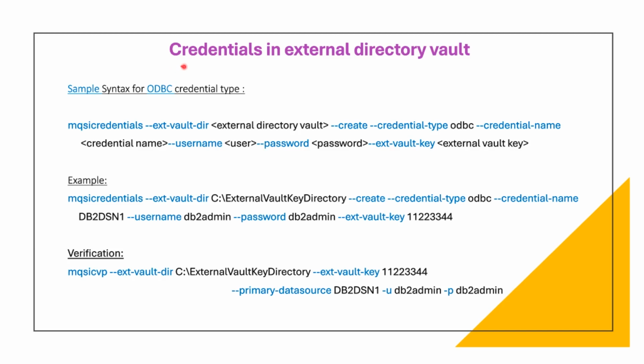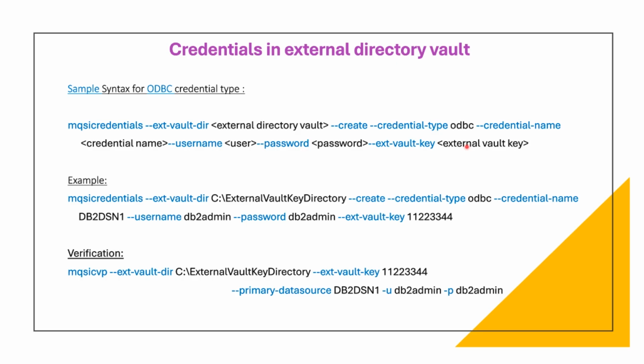Now we will see how to create credentials in the external directory vault. Here is the sample syntax for the ODBC credential type. mqsicredentials -ext-vault-directory, mention the directory location, --create, as we are creating the credential, then the credential type, here it's ODBC, and mention the credential name, then a valid username and password, then provide the external vault key.